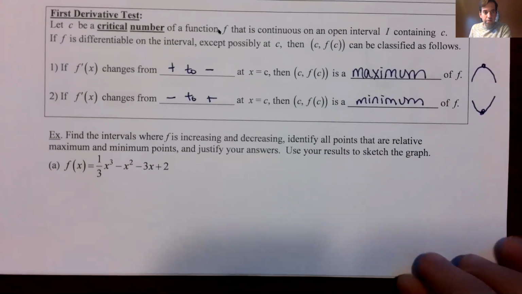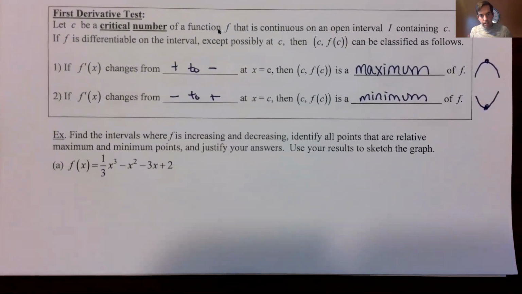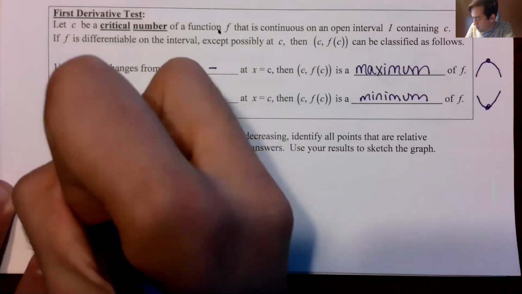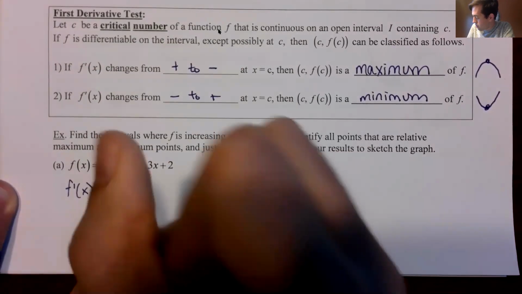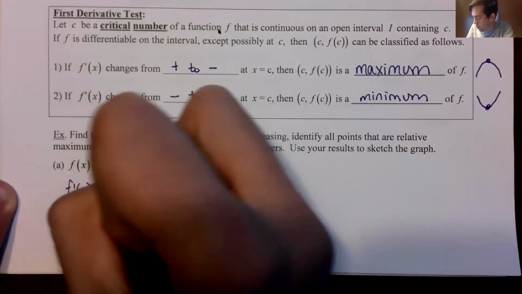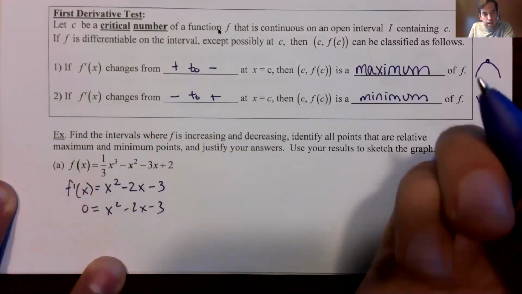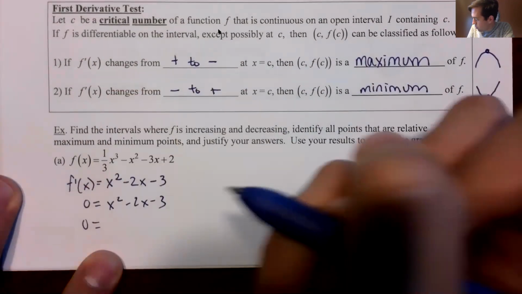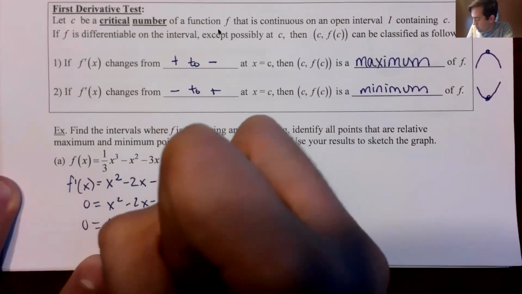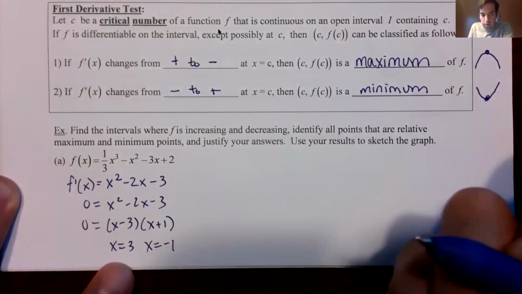So let's keep going. Find the intervals where f is increasing and decreasing. Identify all points that are relative maxes and mins, and justify your answers, and then use your results to sketch a graph. Okay. So we need to first of all find the critical numbers. So we find the first derivative. 1/3 times 3 is 1, x squared minus 2x minus 3. We set that equal to 0. And that can factor. So we have 0 equals x minus 3 and x plus 1. And we have the critical numbers of 3 and negative 1.